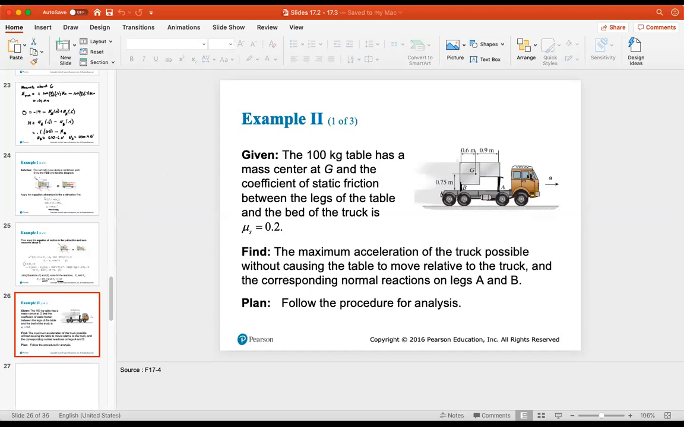Okay, so I have my truck, and I have these two points A and B. And I have the geometry of it. We want to find the maximum acceleration before the table starts to move, as well as the normal forces at points A and B. Now, I will tell you the book kind of jumps the gun here. There are actually two ways that you could think that this might start to move. It might be that the first sort of motion is a sliding motion along the bed of the truck. The other option is that the object starts to want to rotate even with no sliding.